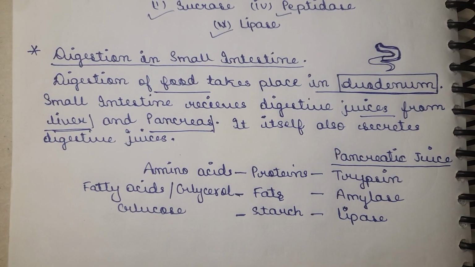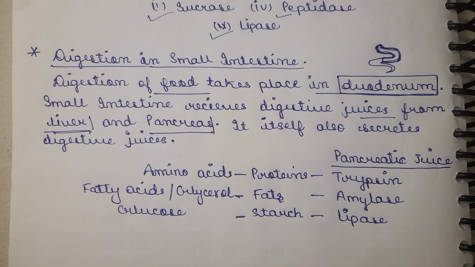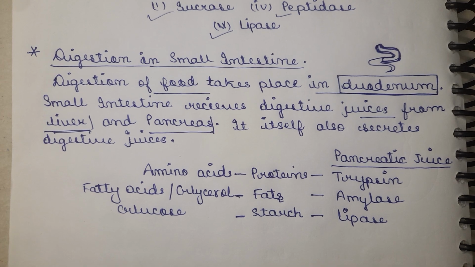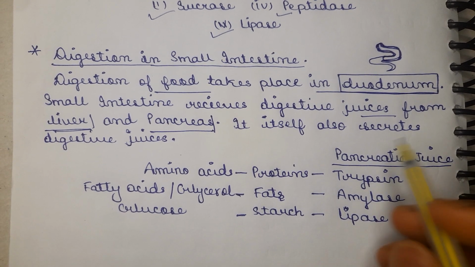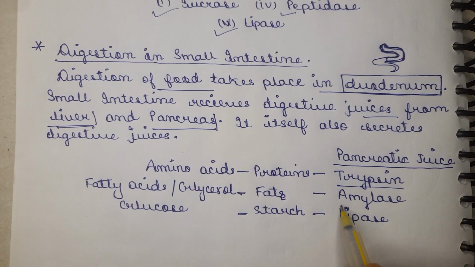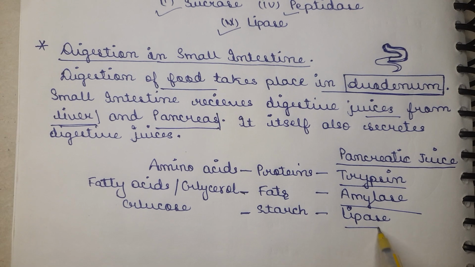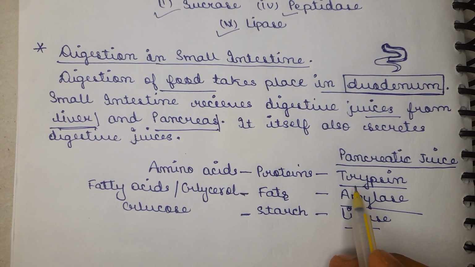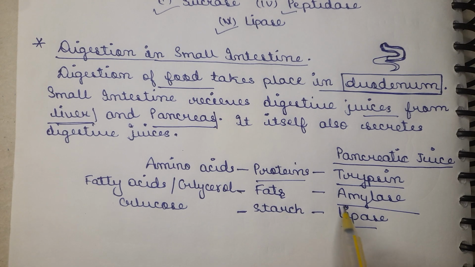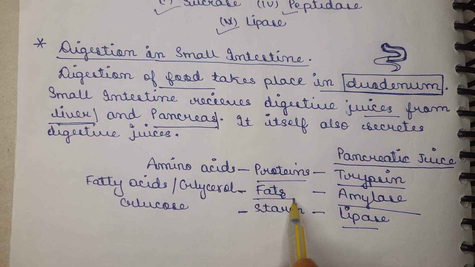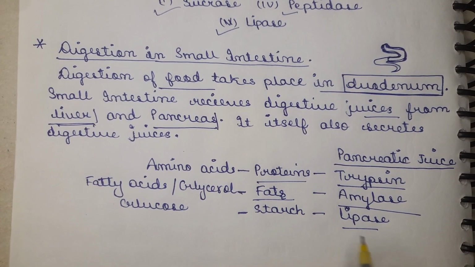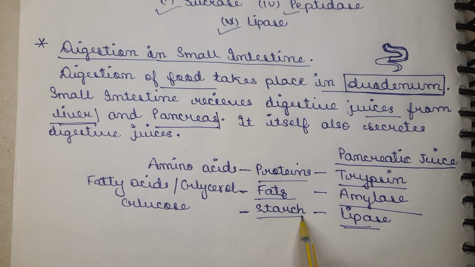Now there are three major enzymes present in the pancreatic juice. The first one is trypsin, the second one is amylase, and the third one is lipase. Trypsin is basically for the digestion of proteins. Amylase is basically for the digestion of the fats, and lipase is for the starch.